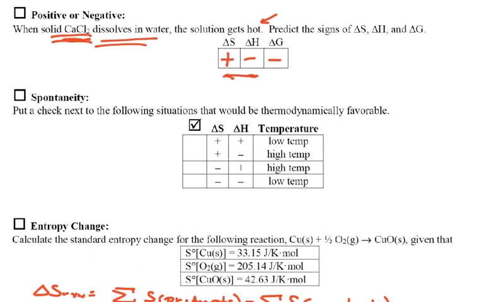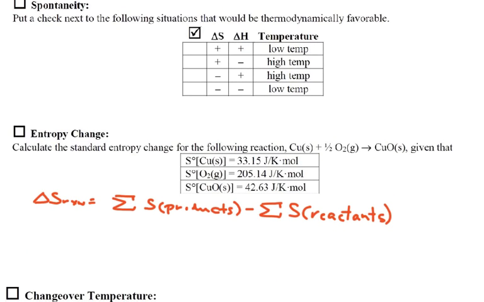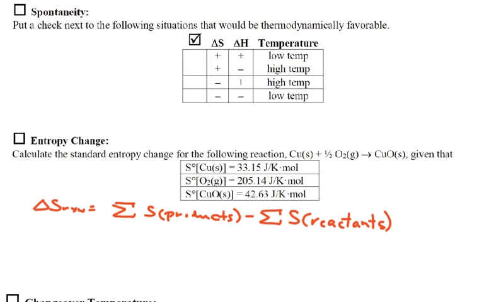Okay, the next one is talking about the situations you might have. What would make a spontaneous reaction? Well, plus and plus, that would happen at high temperatures, so not low temperatures. So that first one is not a good sample. If the delta S is positive, that's good, getting more random. And the delta H is negative, that's good, giving off energy. So this situation is going to be spontaneous, and it doesn't have to be at high temperatures, it'll be high or low. So that one's going to be spontaneous at any temperature.